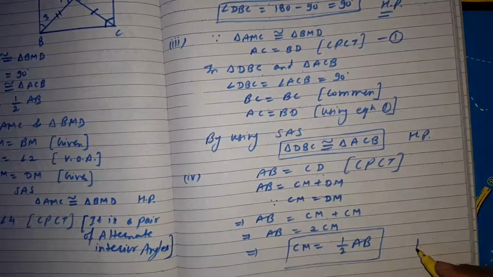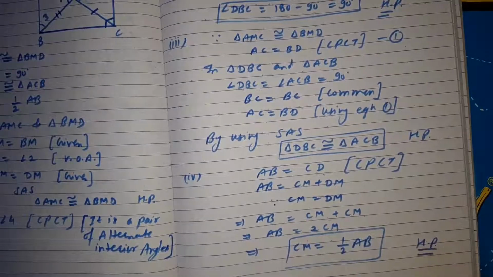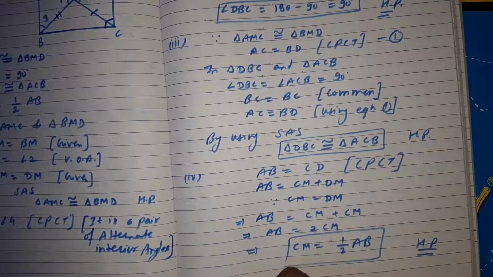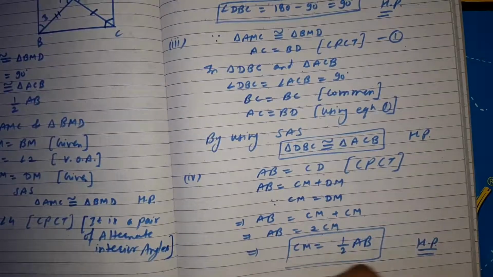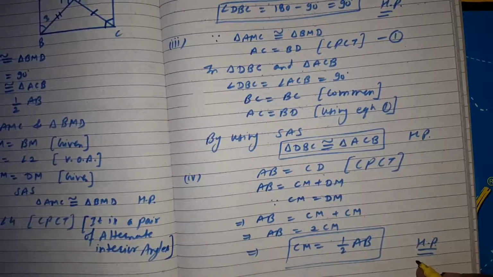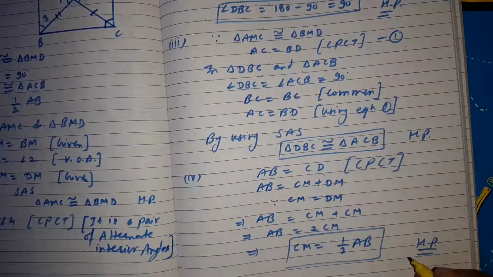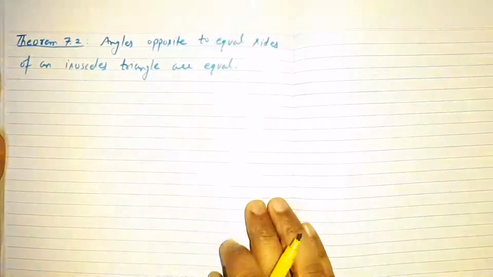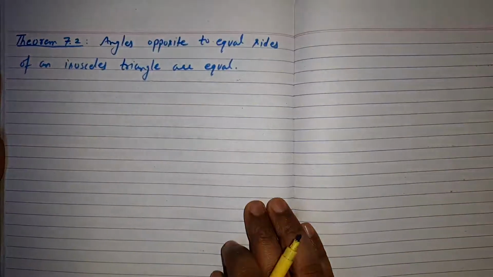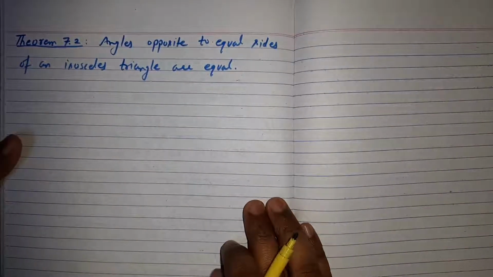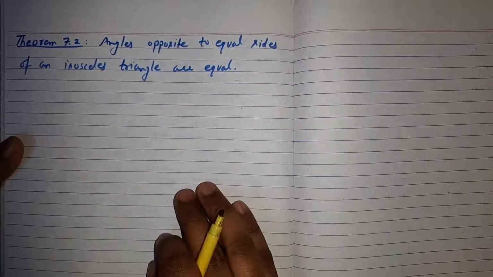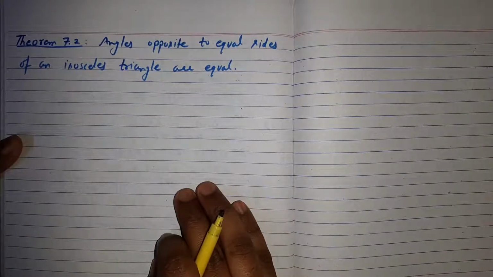So its value will be CM is equal to half of AB. The last part of this question: CM is equal to half of AB, hence proved. So I think this question is clear to all of you.